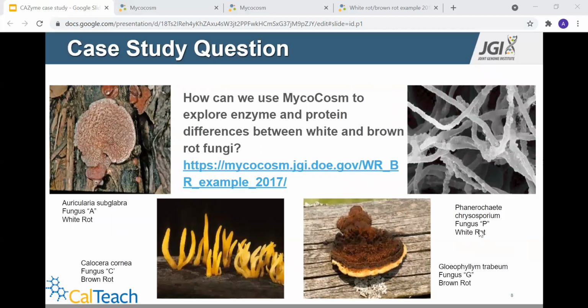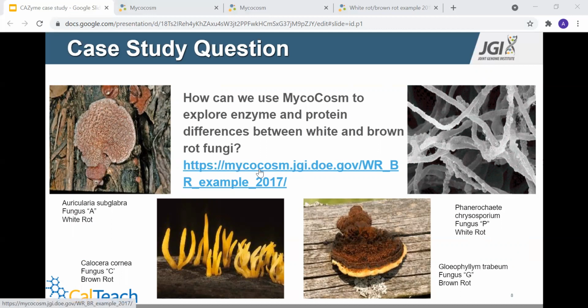Next, Phanerochaete chrysosporium, fungus P, white rot over here. And then lastly, Gloeophyllum trabeum, fungus G, a brown rot fungus. So we're going to be looking at these 4 fungi, 2 white rot, 2 brown rot, and see what the protein and enzyme differences between them are.